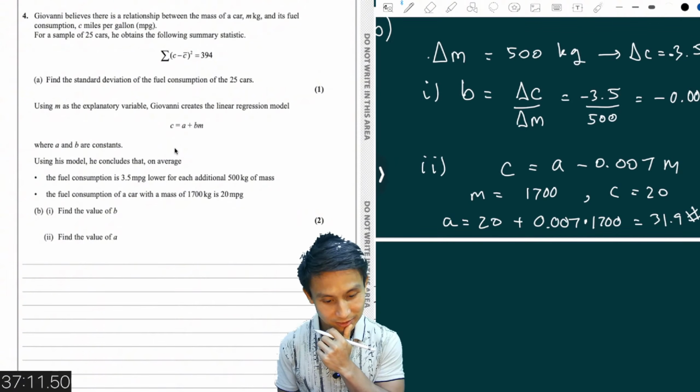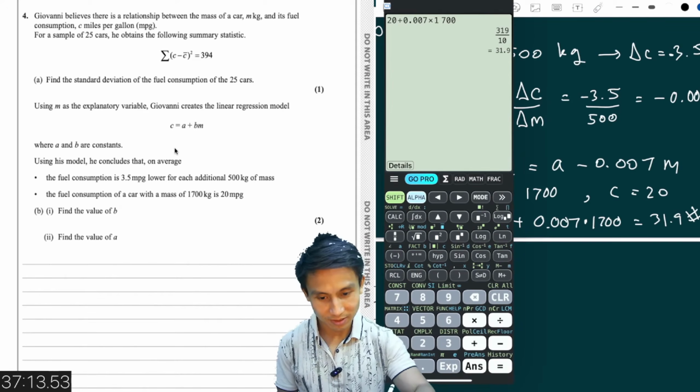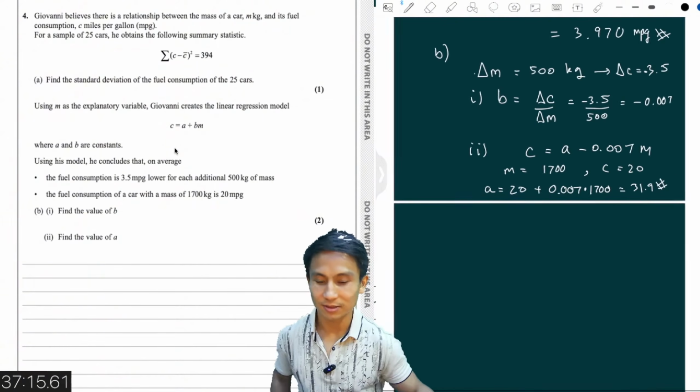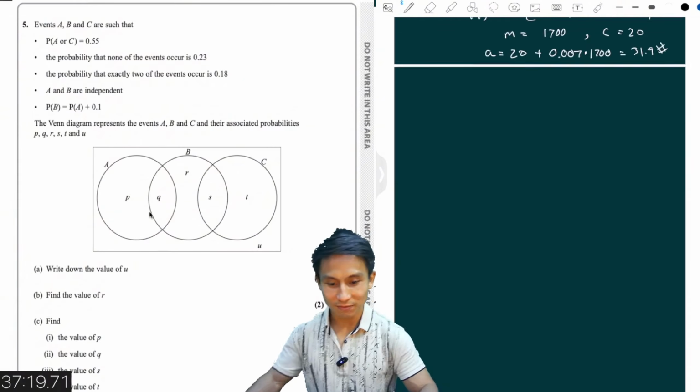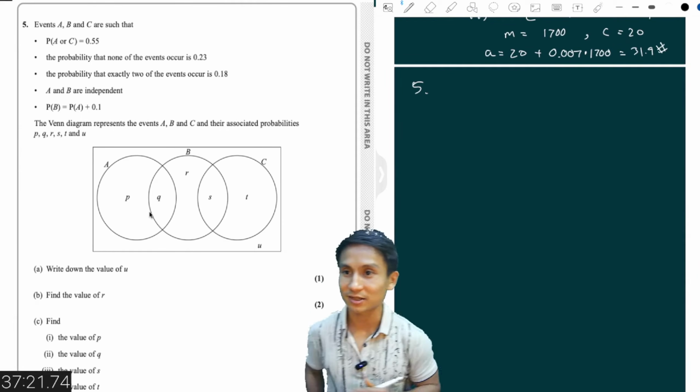Yeah, that should be fine. Let me just check my calculator here. All right, that's it. That's it for part B. That's done. Number 5, last question in statistics.